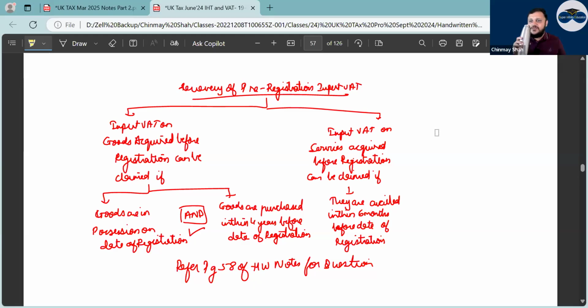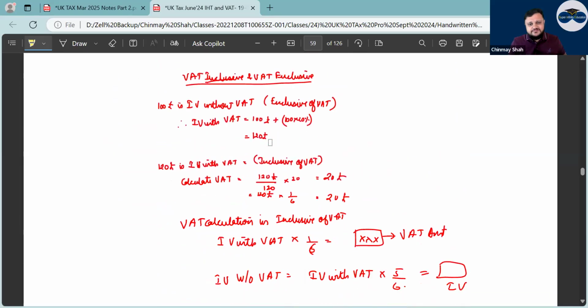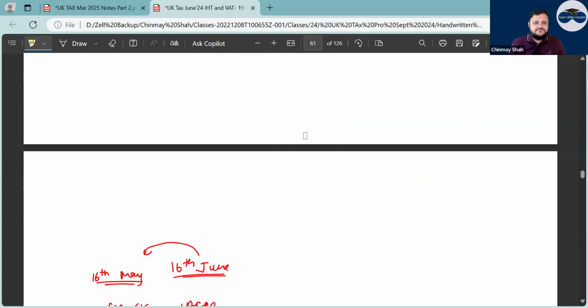Input VAT on services acquired before registration: any services availed within the last 6 months from the date of registration will be allowable input VAT, correct? You can have a look at this question. With a VAT inclusive amount, to find the VAT you divide by 6 and multiply by 1. If it is a VAT exclusive amount, you multiply the amount by 20%, and you will get the VAT amount. 20% is the standard rate of VAT.